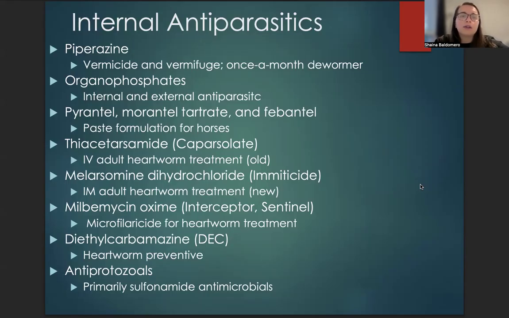To keep on going through our list, we have organophosphates. These are for internal and external parasites. Pyrantel is one of the most common antiparasitics that you'll be using. We use it a lot in horses, but we also use it in dogs and cats. It comes in a liquid or a paste formulation for horses, more of a liquid for our dogs and cats. With horses, they actually will sell it in an already pre-filled syringe, and then you will just dose it based off of the horse's weight or the livestock's weight.